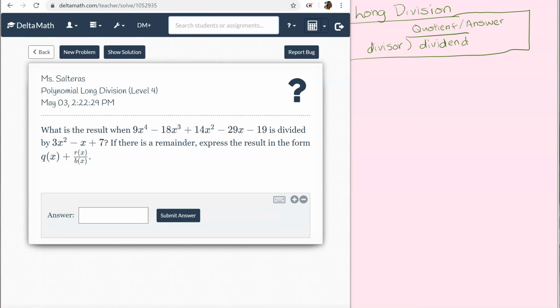Hi guys, I'm going to do one or two examples for the polynomial long division level 4 on Deltamath. So we're going to take this polynomial and it is being divided by this trinomial. For these examples or this section, you are going to have a remainder or you may not have a remainder. It depends.